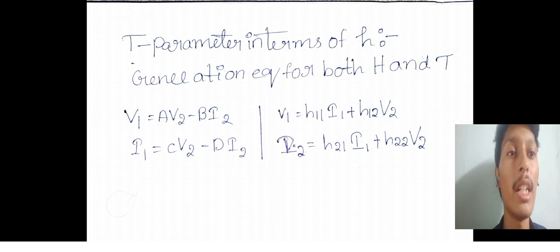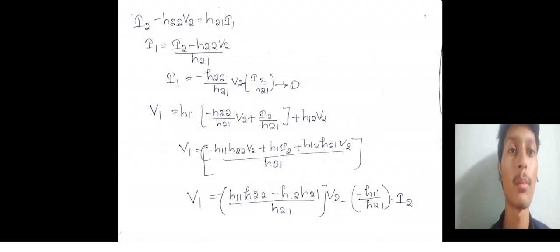Now T parameters in terms of H. General equation for both H and T parameters. General equation for T parameters is V1 equals A V2 minus B I2 and I1 equals C V2 minus D I2. And this is the general equation for H parameters: V1 equals H11 I1 plus H12 V2 and I2 equals H21 I1 plus H22 V2.